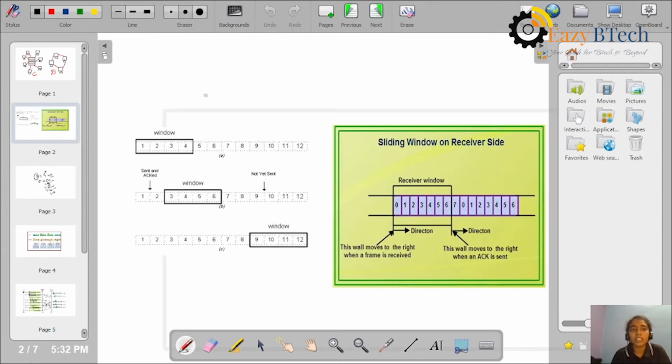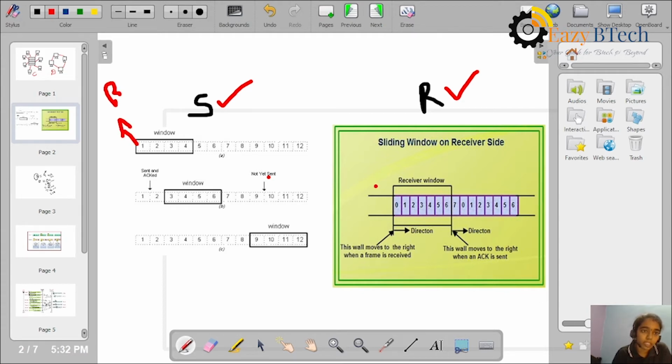So this is the sender side and this is the receiver side. Sliding window protocol. This is the sender side sliding window and this is the receiver side sliding window. See, we have a buffer. You can call this a buffer or sliding window.